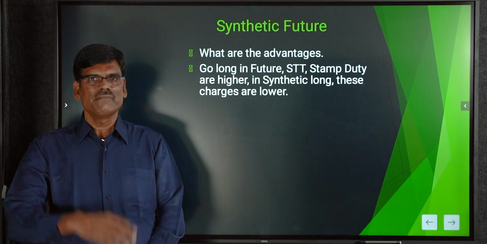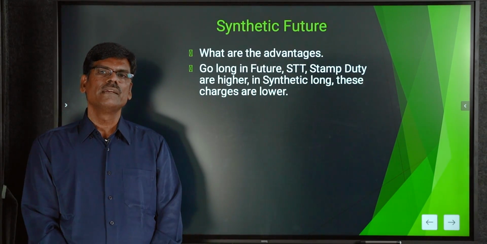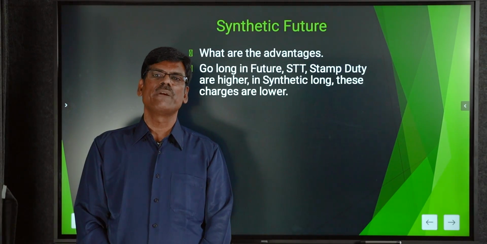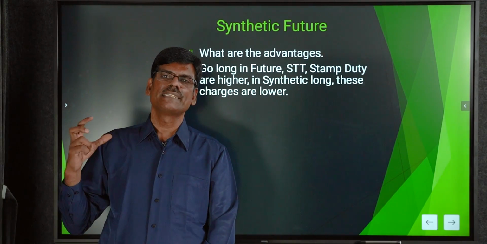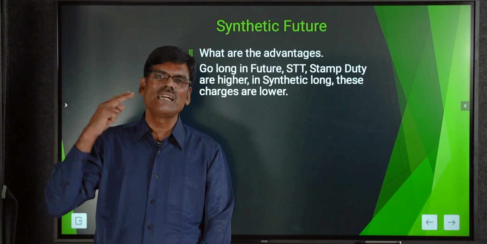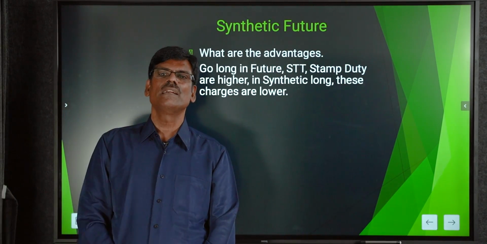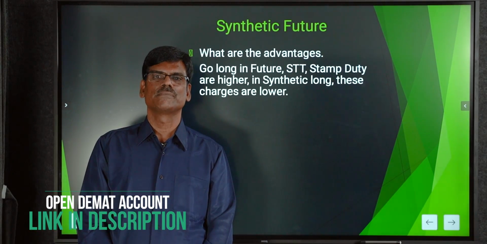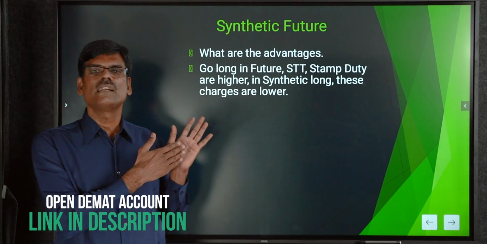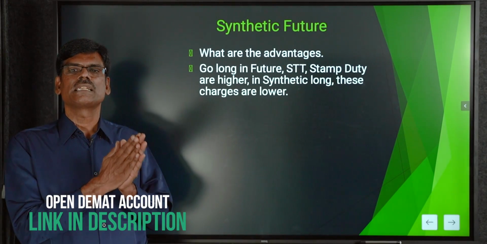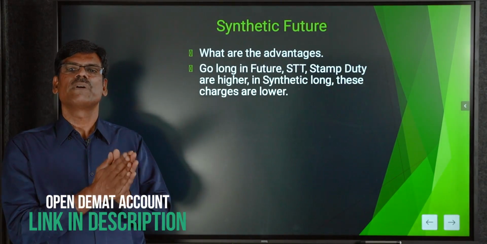So in a way, putting it simply, whatever charges you pay when you go long in future, I pay the same charges when I go long in 25 lots, not one lot, because 25 into 30,000 only equals 7.5 lakhs. So this is one very, very great advantage. Your charges are very, very little compared to futures.